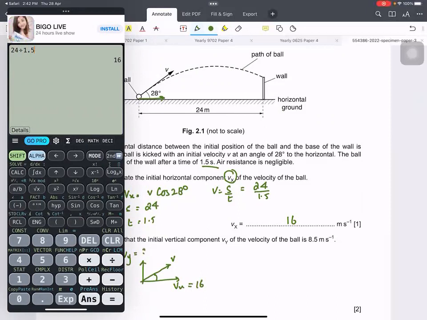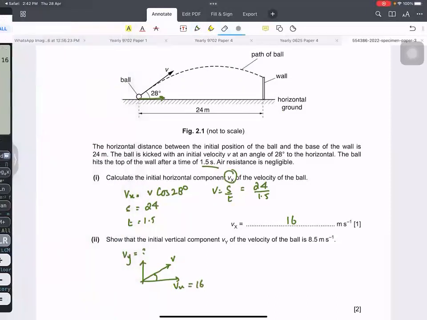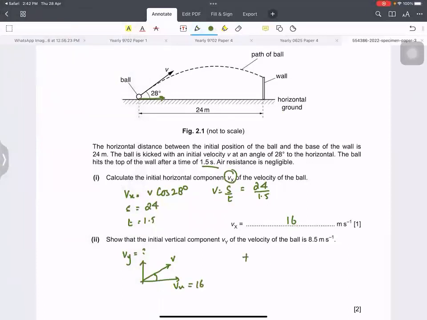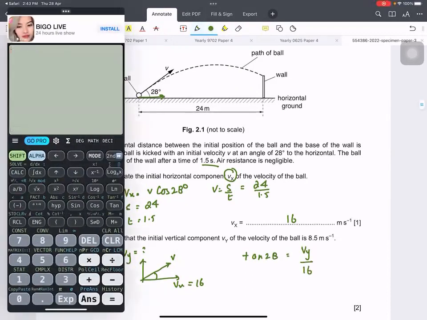This is unknown, and we want to find Vy. Okay, so we can use tan. Now tan theta, which means tan of 28, is going to be perpendicular, which is Vy, over this. So tan 28 times 16. So it is 8.5 meters per second, shown.